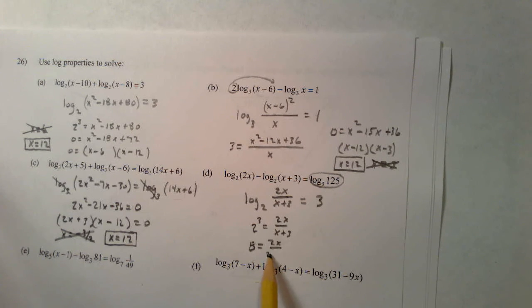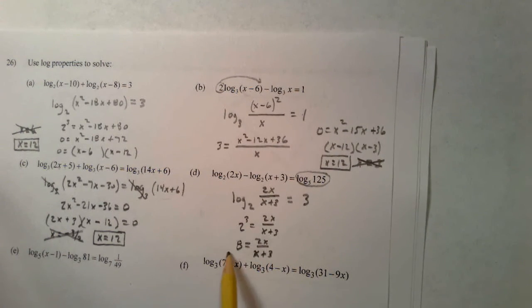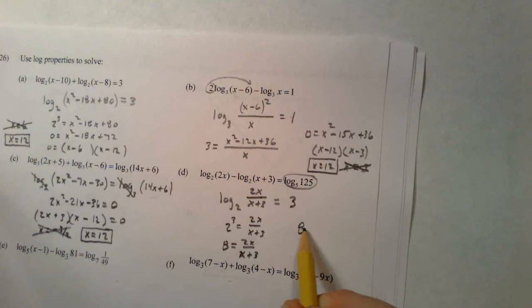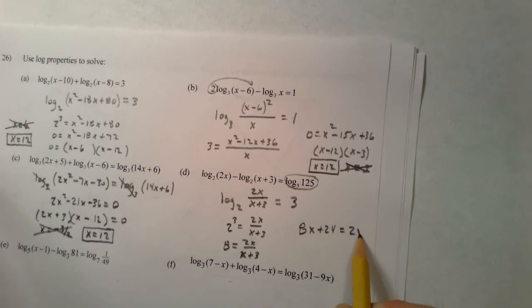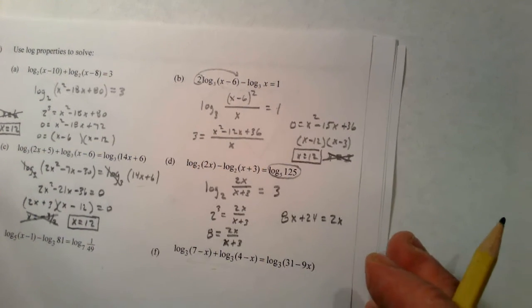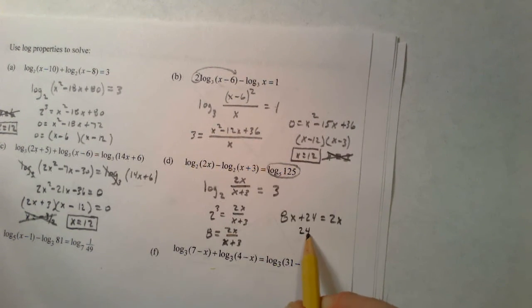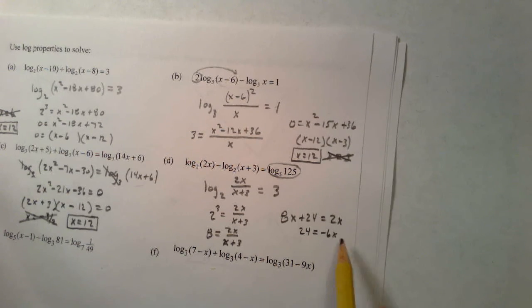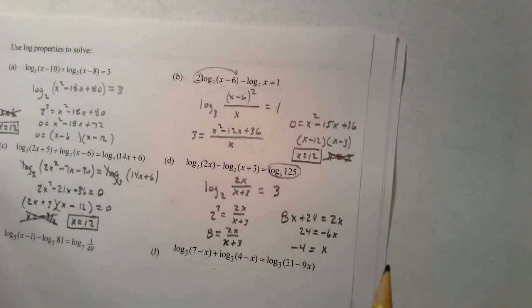And I could have done that step in my head, because that didn't get me anywhere. I just kind of wasted space. If I want to put 8 over 1 and cross multiply, if you like that method, or if you want to just multiply both sides by x plus 3, either way, you're going to get 8x plus 24 is equal to 2x. And if I subtract 8x from this side, I get negative 6x, and I get an answer of negative 4.